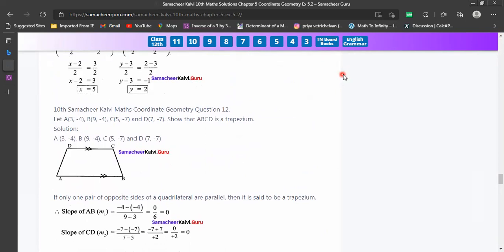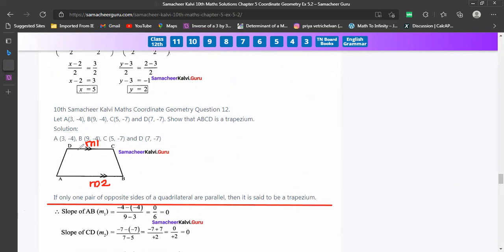Question number 12. They gave you 4 points and they're asking whether this ABCD is a trapezium or not. To be a trapezium, you have to know this condition: if only one pair of opposite sides are parallel, then it is said to be a trapezium. Parallel means this slope will be equal to this slope.